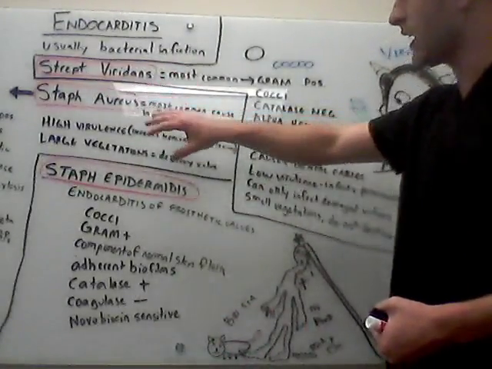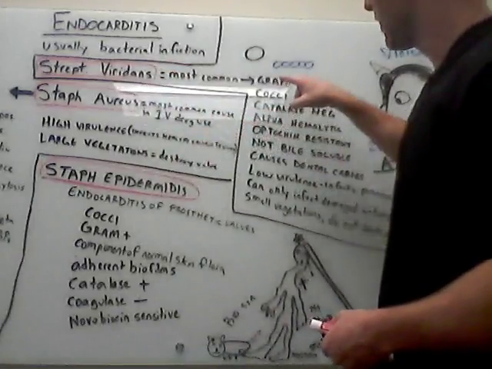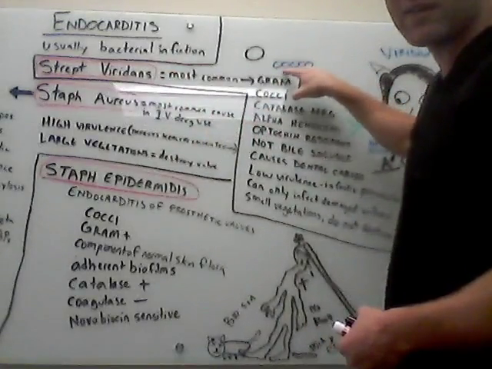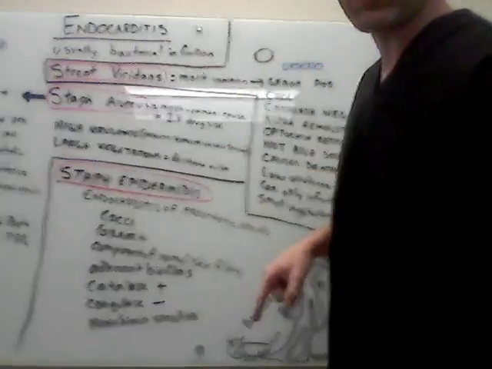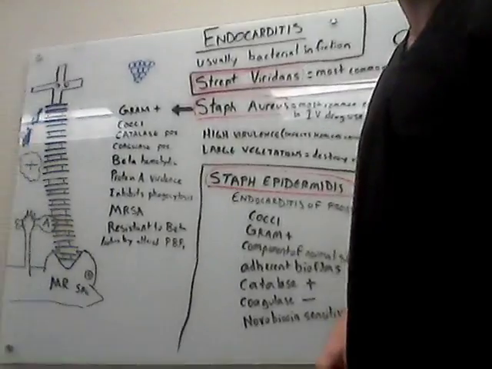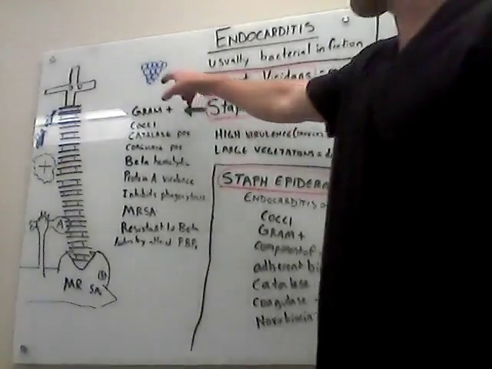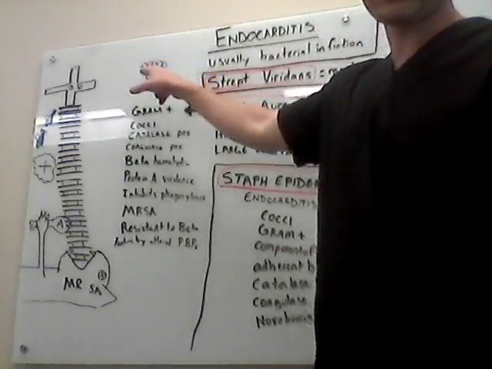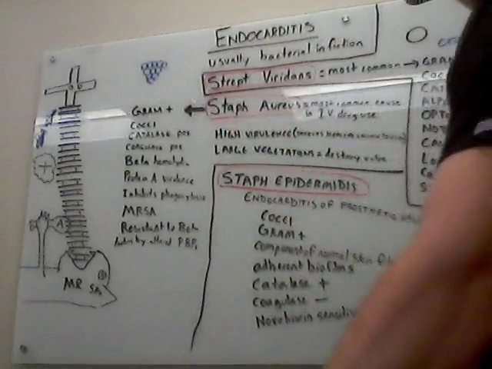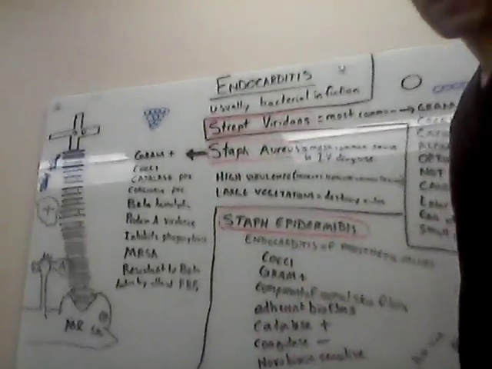This one had small vegetations. This one's big. And you look at this, you see Streptococcus is like a strip of cocci. Whereas if you look over here at a staph infection, it's a big cluster. Like a cluster of grapes, it's a staph infection, Staphylococcus aureus. So that's another way to think of that.